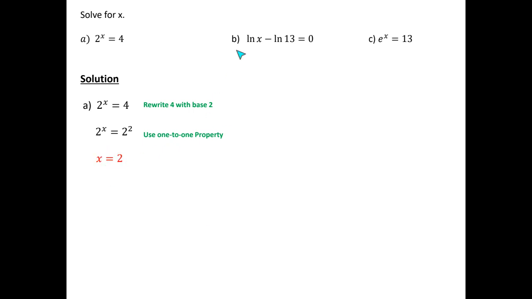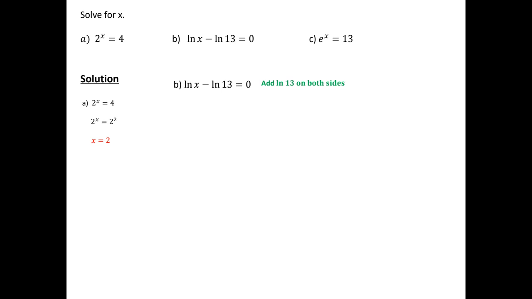Now we look at letter B. We have natural log of x minus natural log of 13 is equal to 0. So again, our goal is, can we somehow manipulate this so that we can use the one-to-one property? These both have the same base, right? The base is e. And so what I could do is add natural log of 13 on both sides. And so now I have the same base on the left side and the same base on the right side. And so with the one-to-one property, I can set x equal to 13.